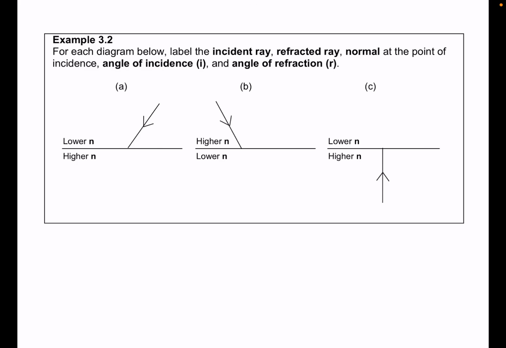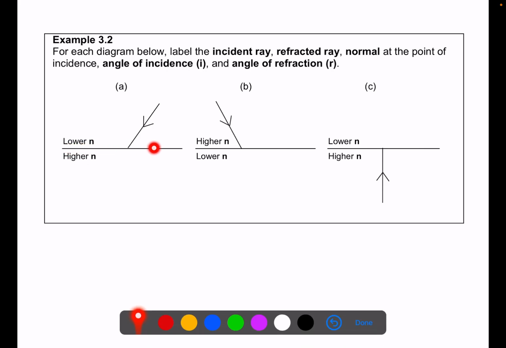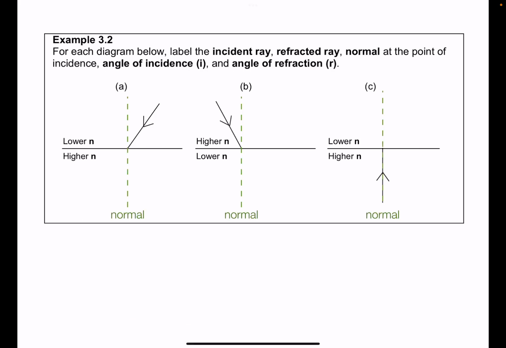Example 3.2. For each diagram below, label the incident ray, refracted ray, normal at the point of incidence, and the angles. Before we start, we want to identify and draw the normals first. We identify where the boundary between the two media is, and we draw the normals perpendicular to the boundary using dashed lines and label them.